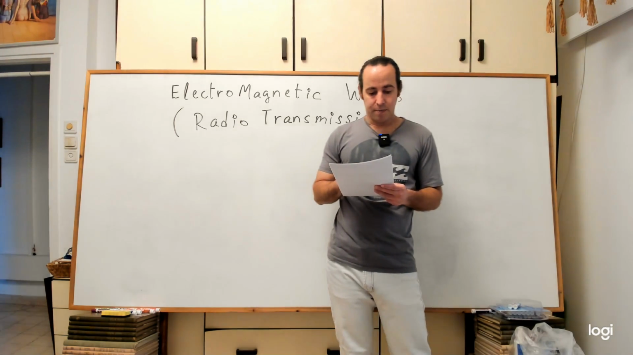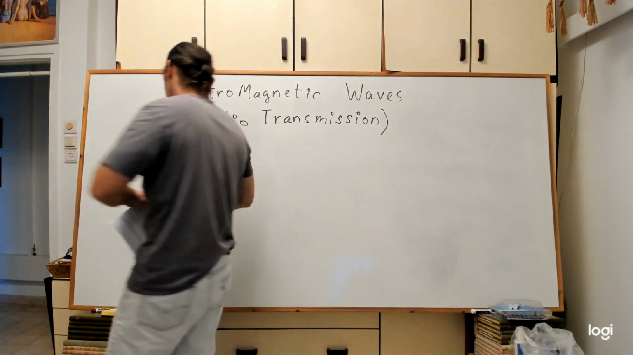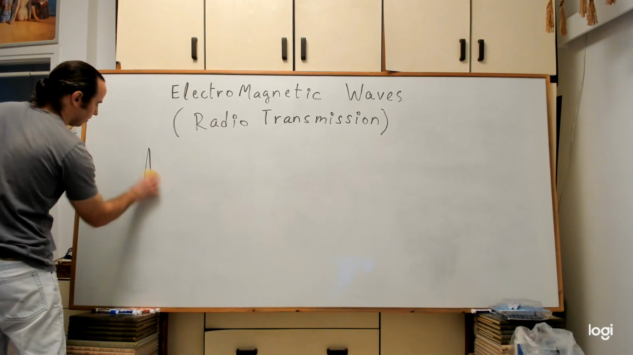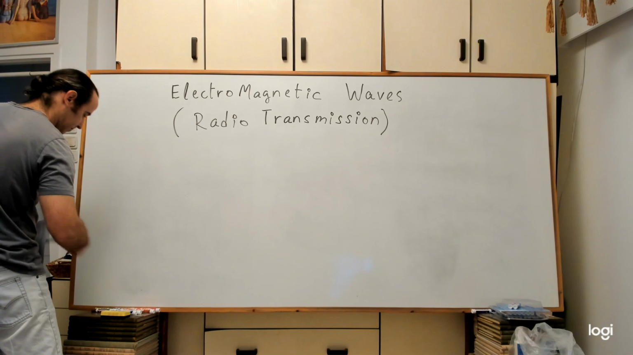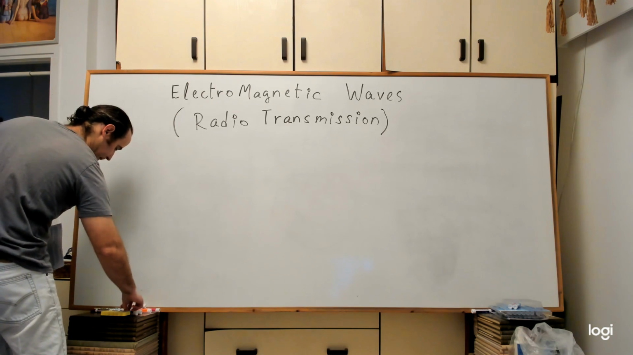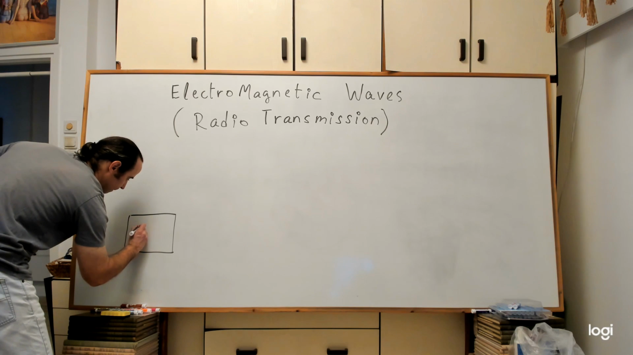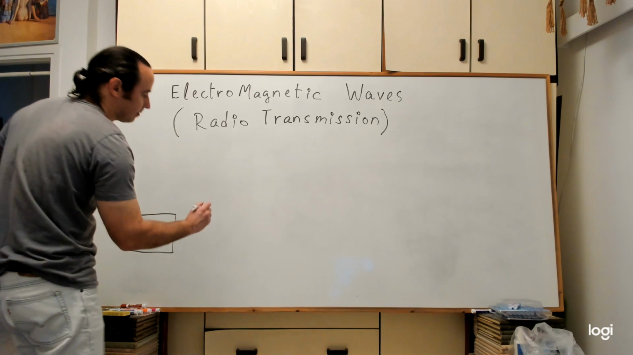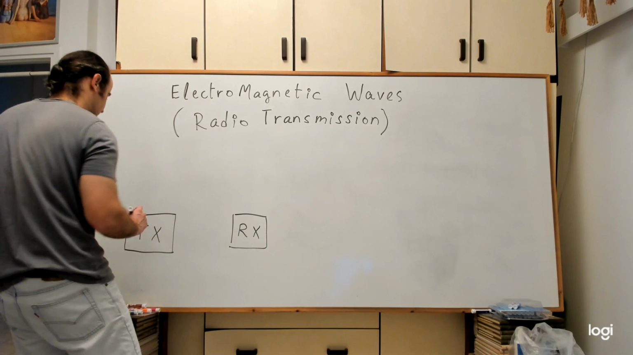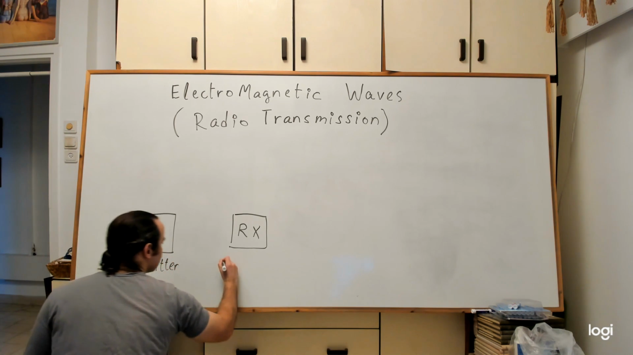When we move the electricity particles inside the conductor back and forth fast, the wire becomes an antenna. Okay, so we have a wire. Okay, let's draw this in a more useful way. Okay, let's say we have a transmitter and a receiver. Okay, this is a transmitter. This is the receiver.